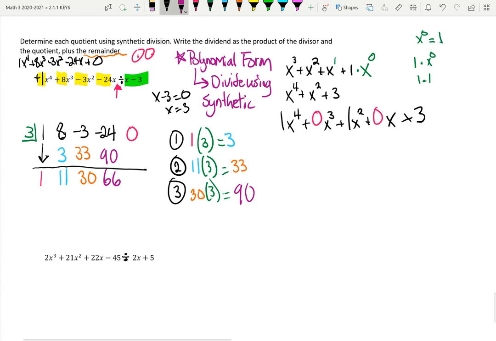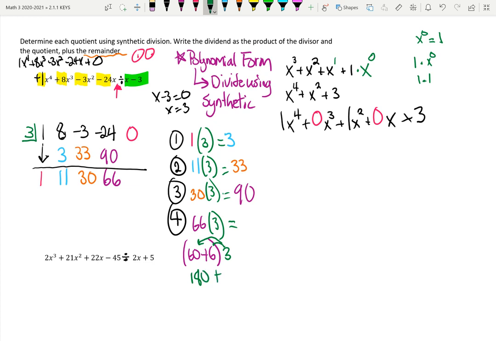I'm going to now do this one more time. And I'm going to go ahead and take 66 and multiply it by 3. Without a calculator, I'm going to treat it as 60 plus 6 and distribute the 3 in. 3 times 6 is 18 with a 0. 6 times 3 is 18. You see how I was able to calculate 196? Okay. So 196 plus 0 is going to be 196.